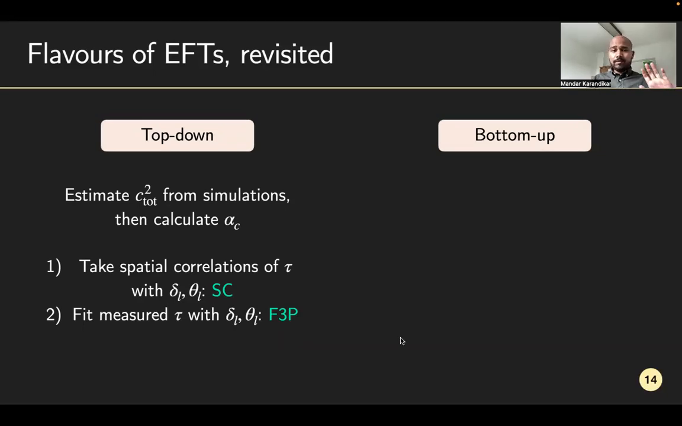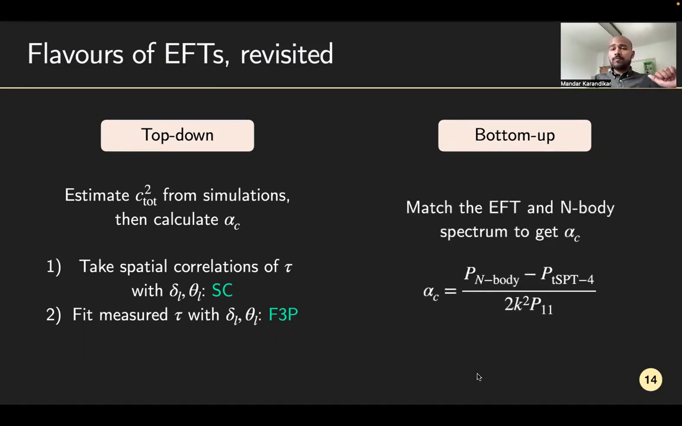So this is where you have knowledge of the simulations, or you know the stress tensor of the simulations. In the bottom-up case, you can match the EFT and n-body power spectra directly and then get alpha C. In our construction, since we're interested only in the fundamental mode, we measure one number at each time, and therefore the bottom-up calculation is exact. So the idea is now to compare the top-down and the bottom-up and see if they agree. So now on to the results.